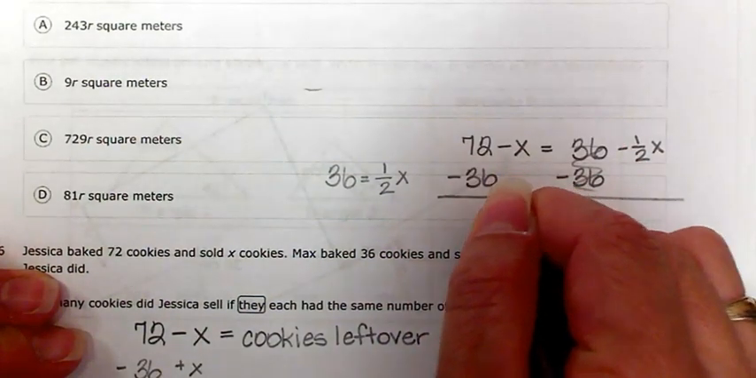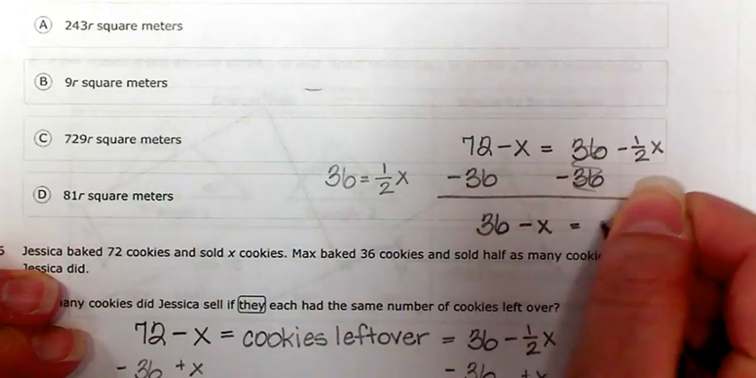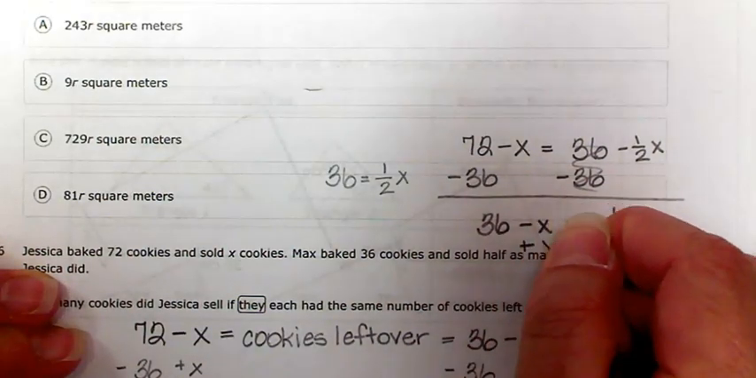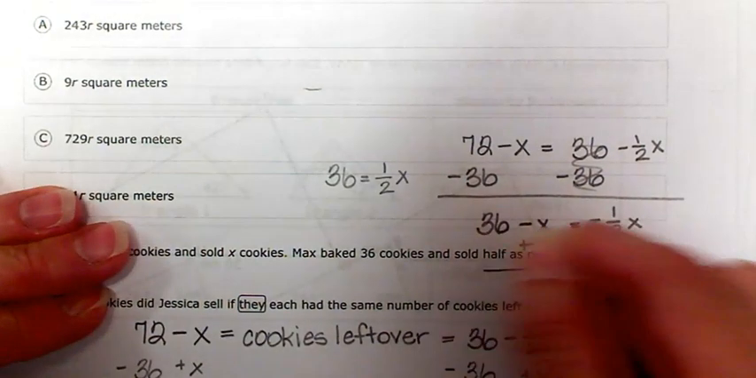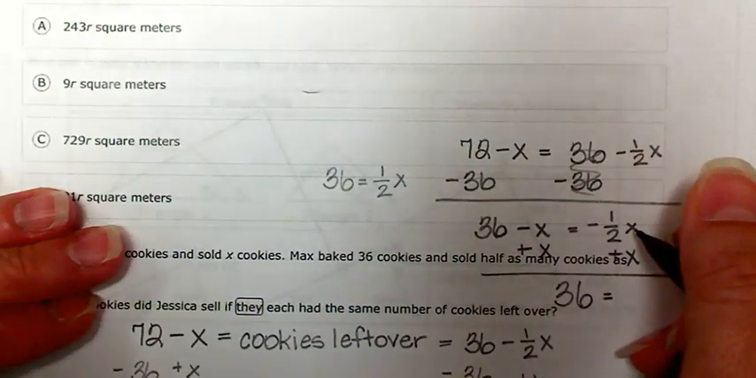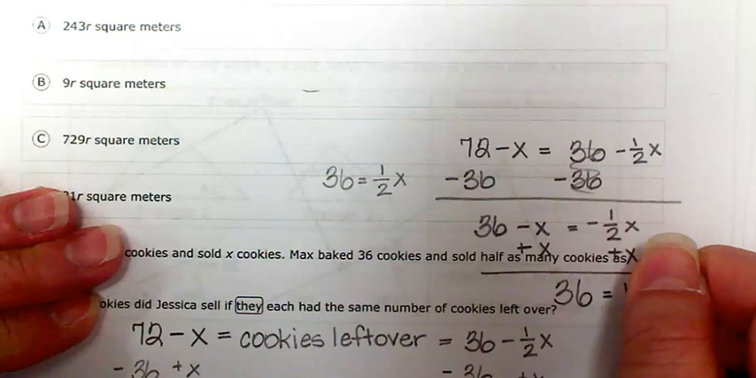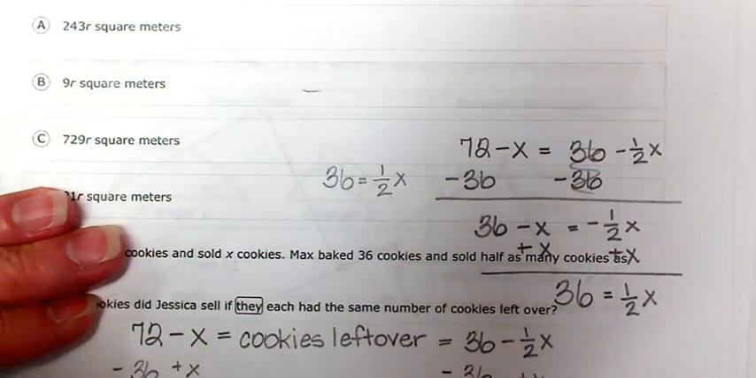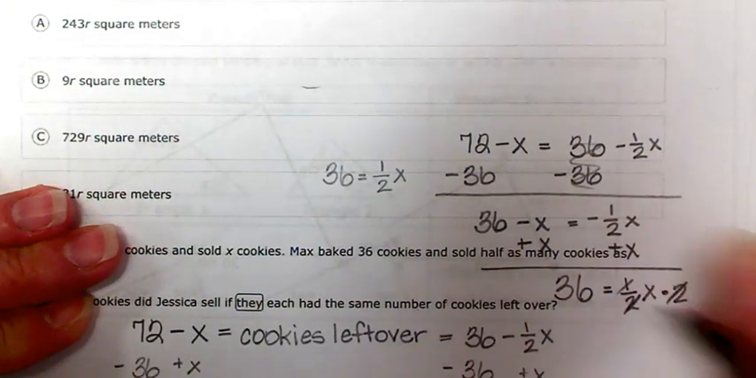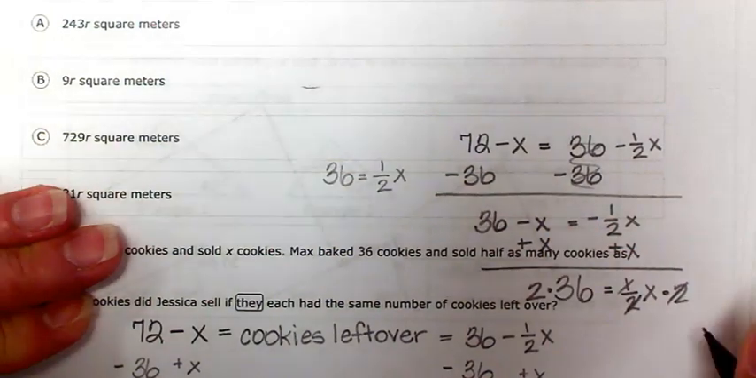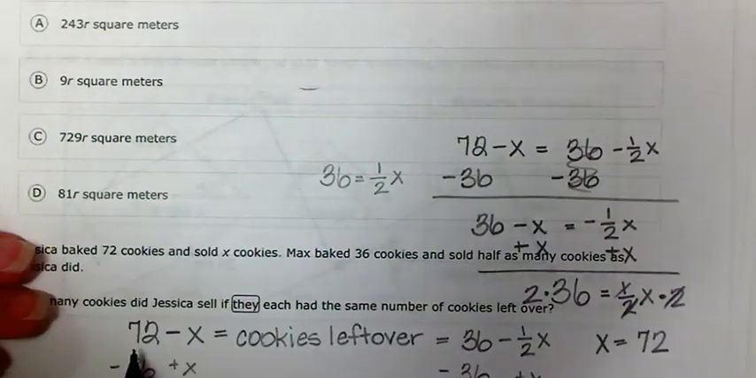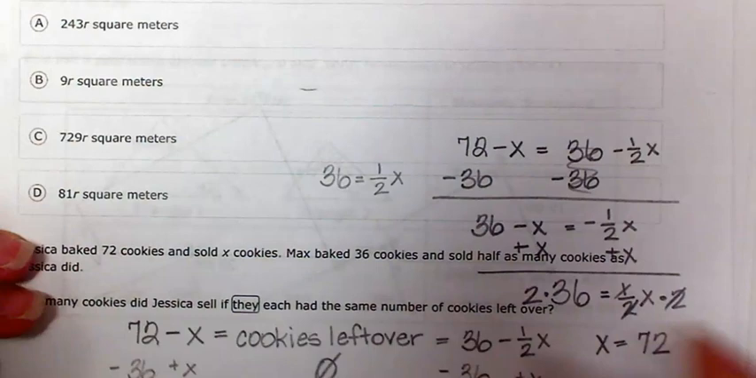72 minus 36 is 36, minus x equals negative 1/2 x. Then I'm going to combine my x's. Plus x plus x. I get 36 on this side. Negative 1/2 x plus 1x is a positive 1/2 x. Okay? To get x by itself, multiply this side by 2, multiply this side by 2. So x is 2 times 36, which is 72. But that makes sense. Okay, 72 minus 72, Jessica had 0 cookies left over.